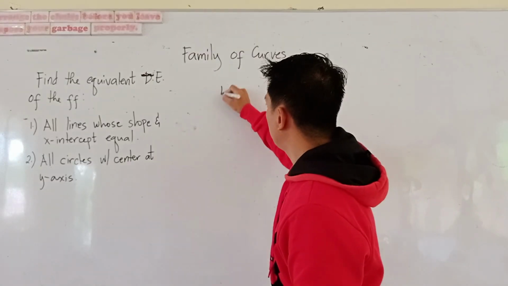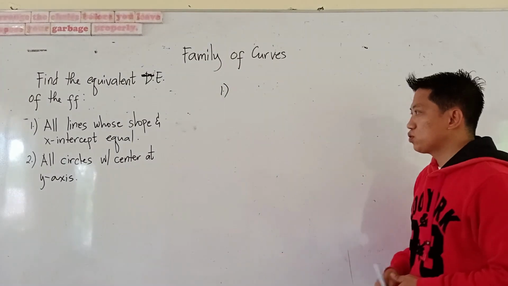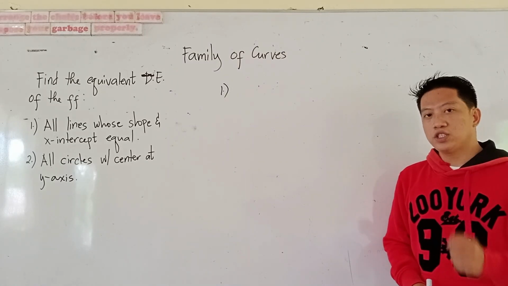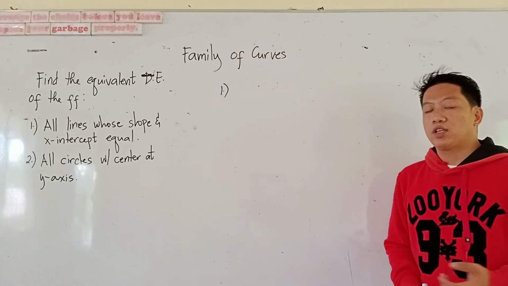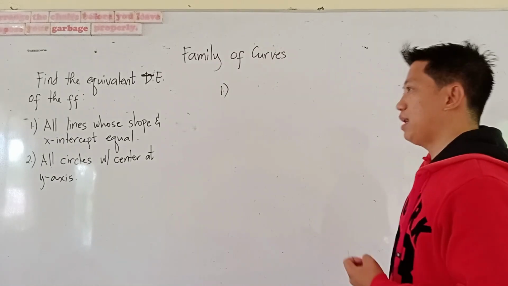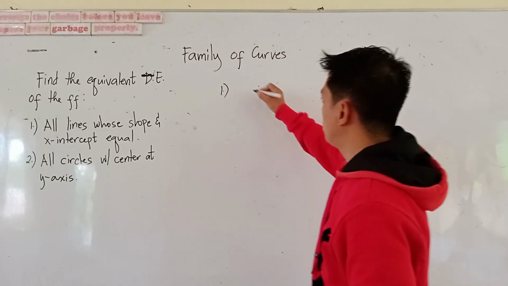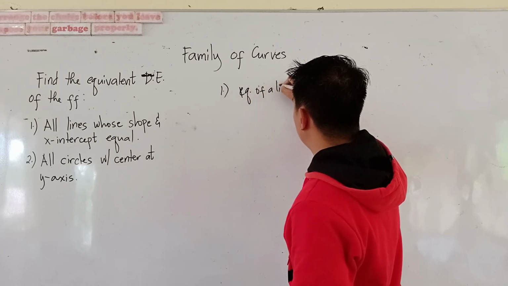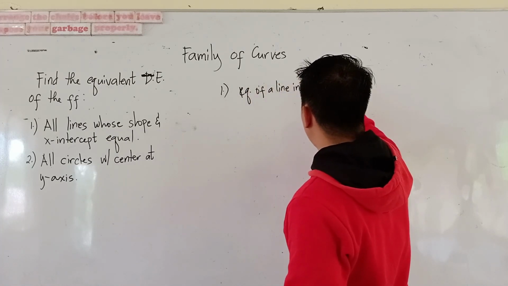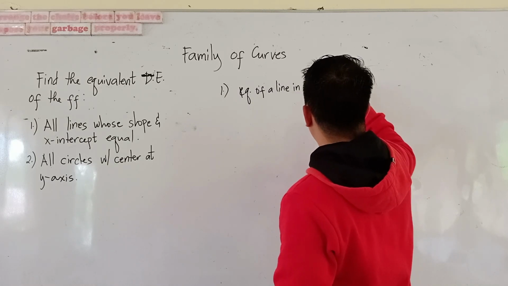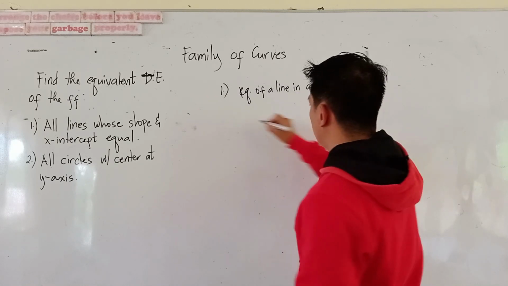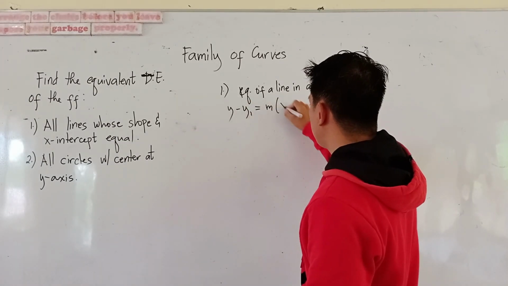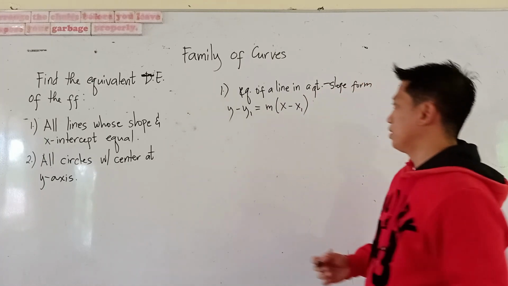For number 1, all lines whose slope and x-intercept equal. So ang gagamitin natin na equation dito mga boss is the equation of the line in the point slope form. So ano ba yung equation of a line in a point slope form? So ito yung equation of a line in a point slope form. So we have y minus y sub 1 is equal to m times x minus x sub 1.